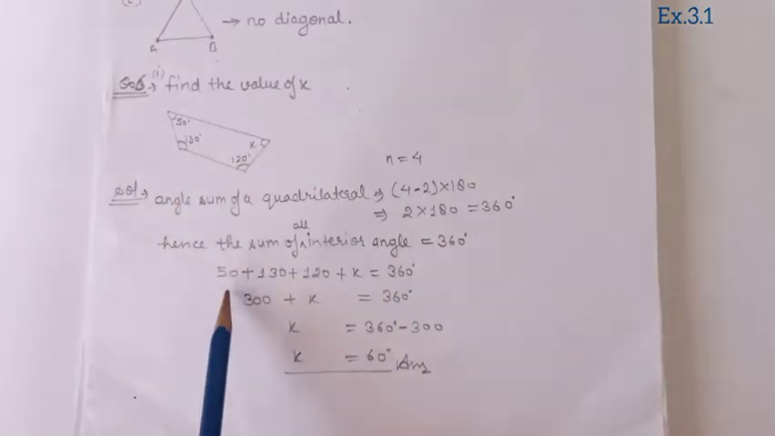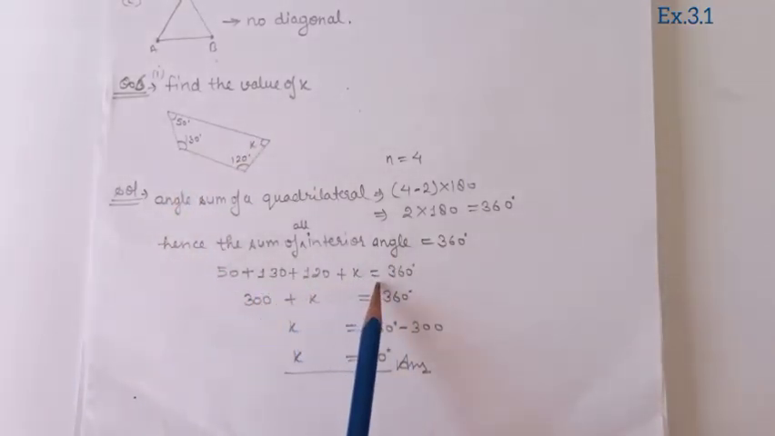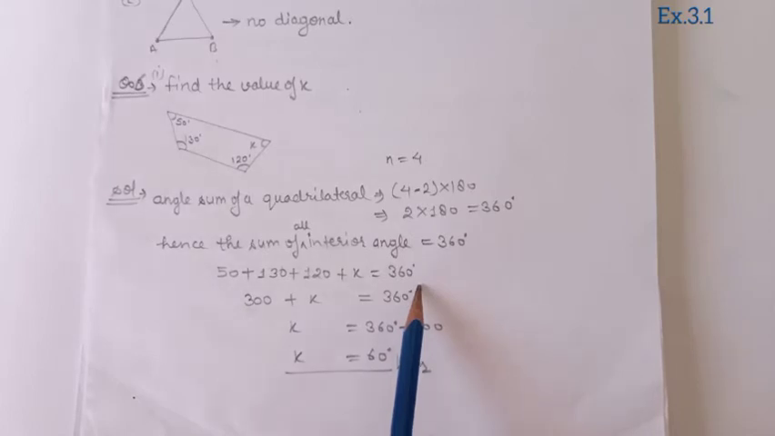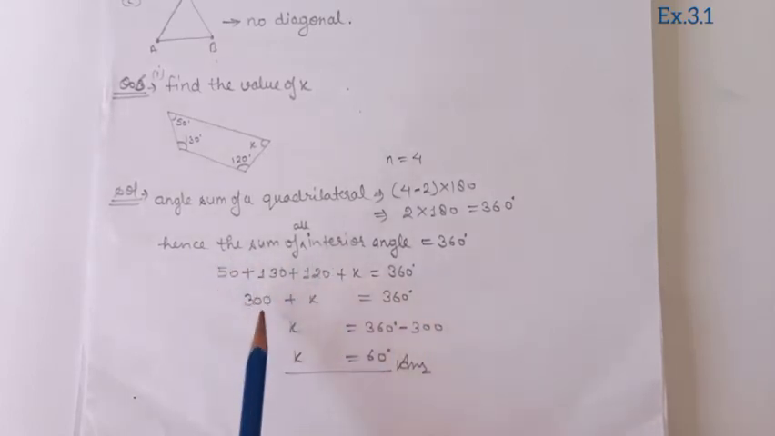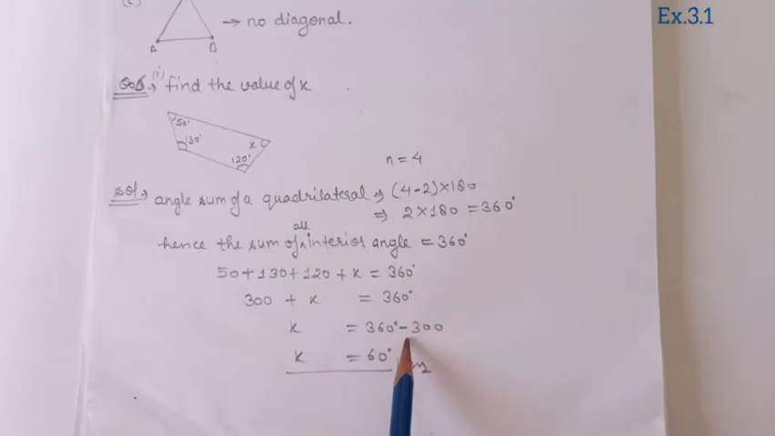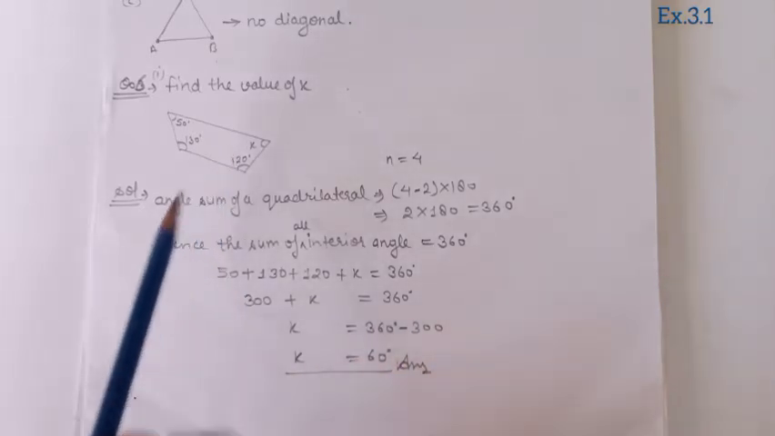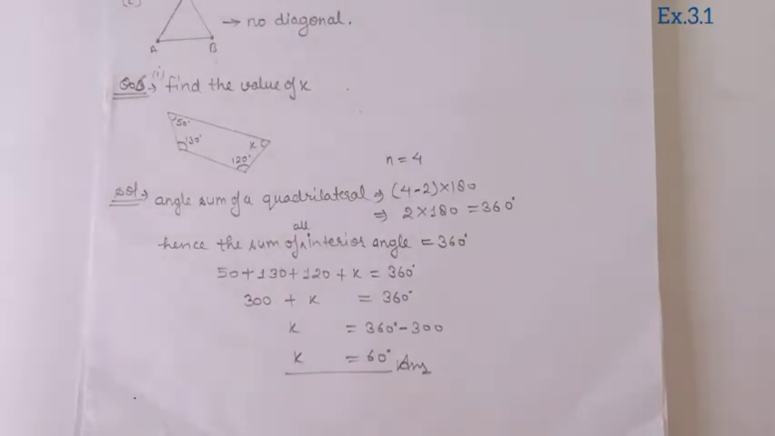So here 50 plus 130 plus 120 plus x is equal to 360. The addition of the three is 300, so 300 plus x equals 360. Now 300 moves to the right hand side, so it becomes negative, as you know, and 360 minus 300 is 60. So we obtain x equal to 60 degrees.